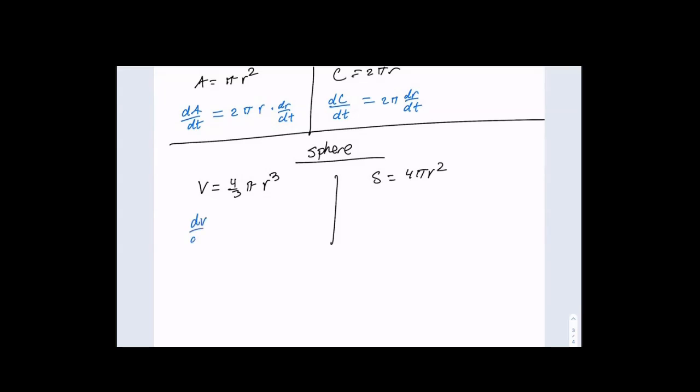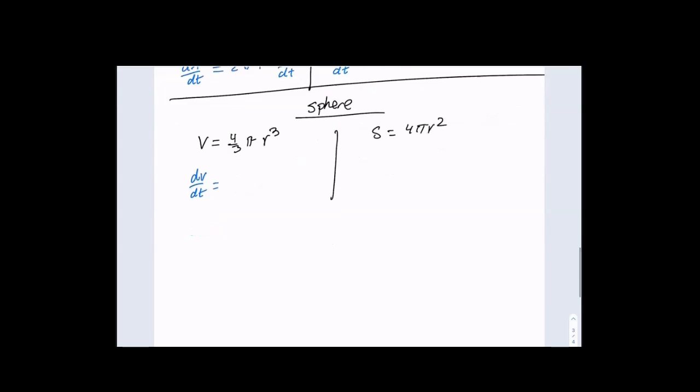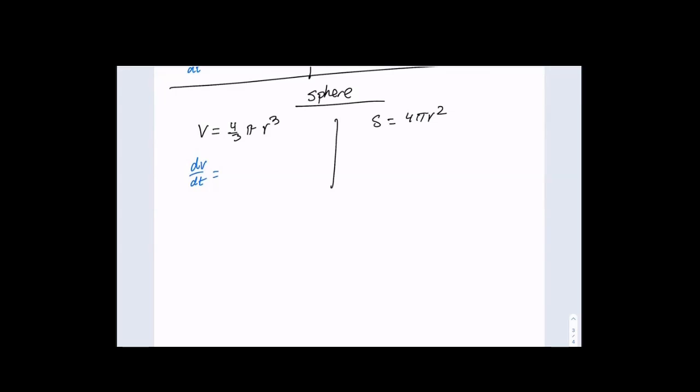So, what is dV/dt? Is it 12/3 pi r multiplied by dr? Not r. R squared. Oh yeah, r squared. I forgot that part. Multiplied.